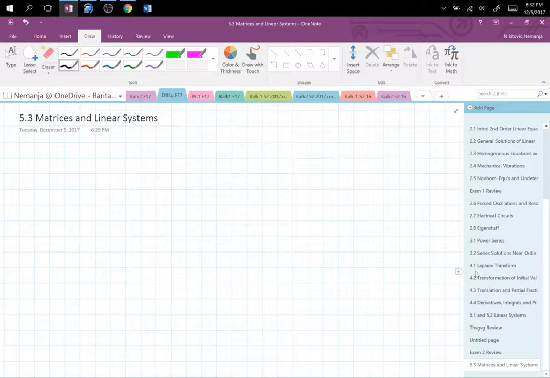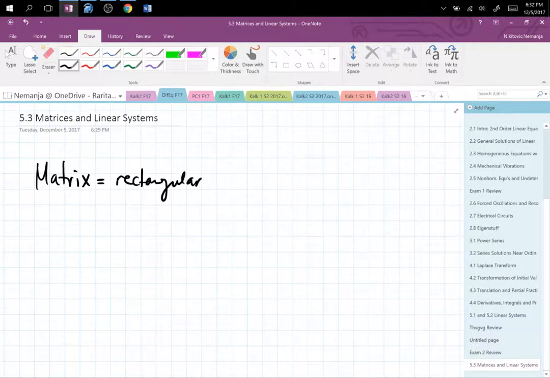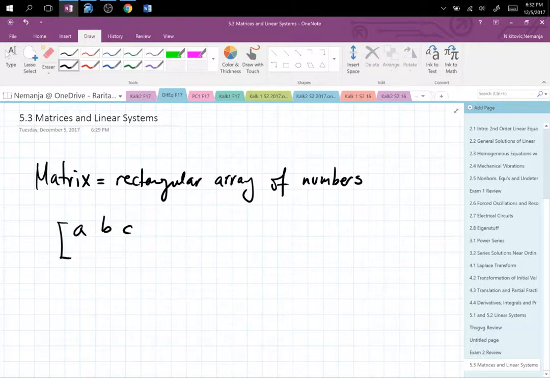So, matrices. What is a matrix? A matrix is simply a rectangular array of numbers. That's all it is. An example would be A, B, C, D, E, F.